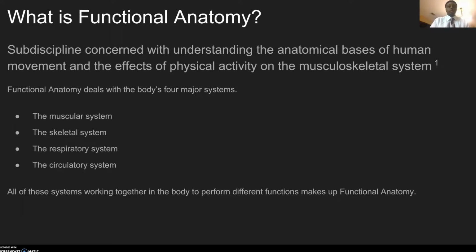What is functional anatomy? It is the subdiscipline concerned with understanding the anatomical basis of human movement and the effects of physical activity on the musculoskeletal system. Functional anatomy deals with the body's four major systems: the muscular system, the skeletal system, the respiratory system, and the circulatory system. All these systems working together in the body perform different functions, which makes up functional anatomy.